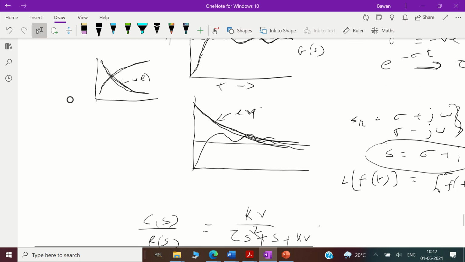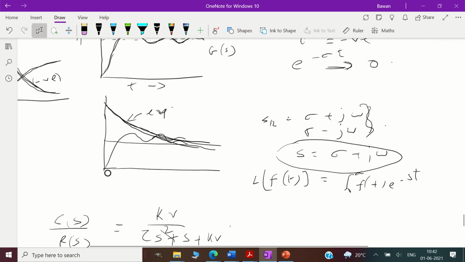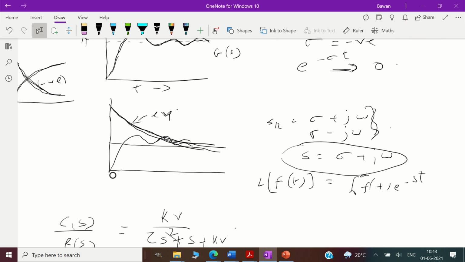So basically, what exactly is S? What exactly are the two roots here? The two roots are given by S1,2, which is sigma plus j omega and sigma minus j omega. Remember this, we got it from the Laplace transform, right? The S term there is given by sigma plus j omega. So that is where you will get your roots from, and these roots are complex conjugates as shown by this expression: S1,2 is equal to sigma plus j omega and sigma minus j omega. So that is the response of a second order system.